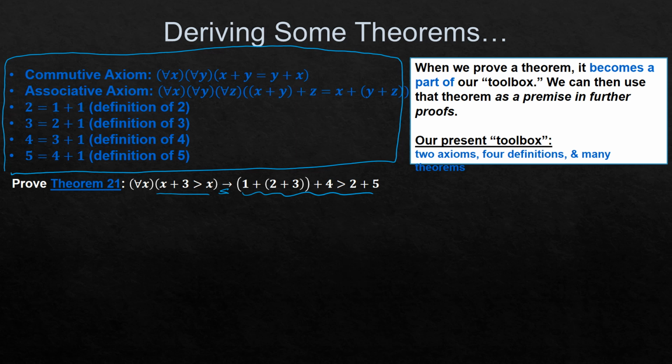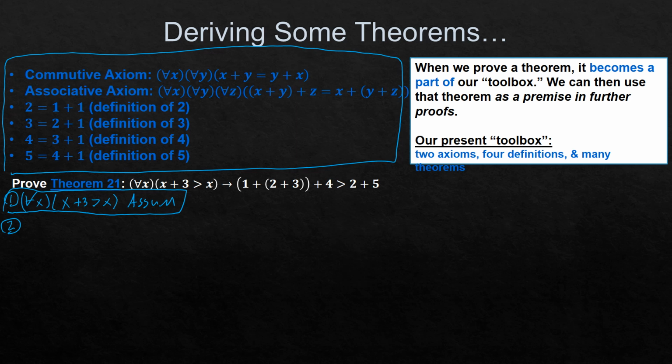It is a conditional, so this implies that we should do a conditional proof, and we'll just assume that antecedent. Hence for line 1, we'll just say for all x, x plus 3 is greater than x, and this is just an assumption. And because it's an assumption, we have to place it in quarantine. And then the question is, what do we instantiate for x?